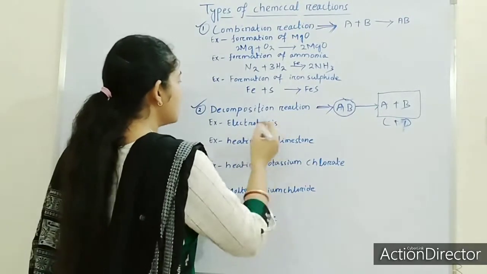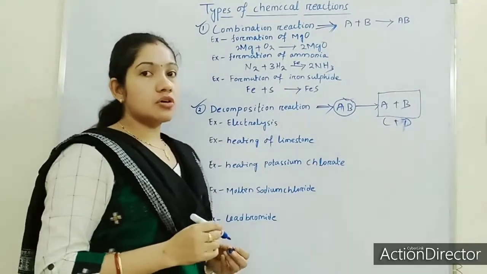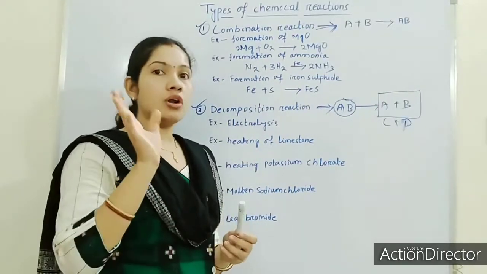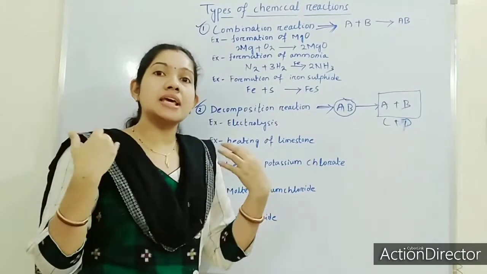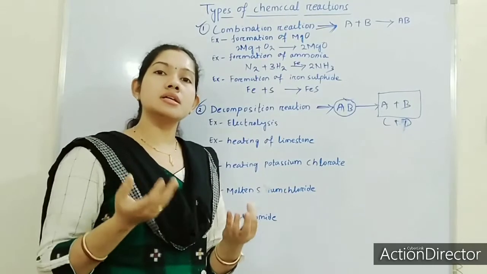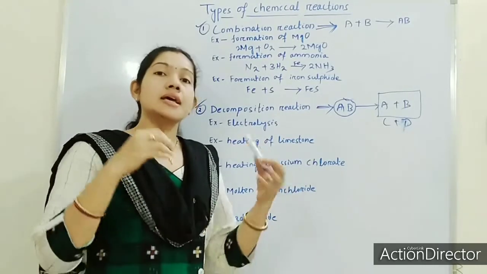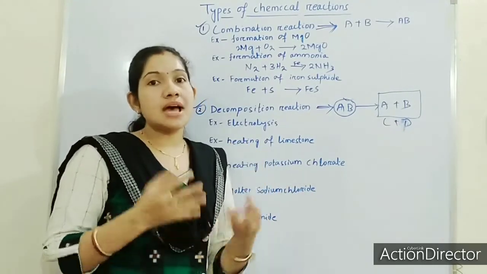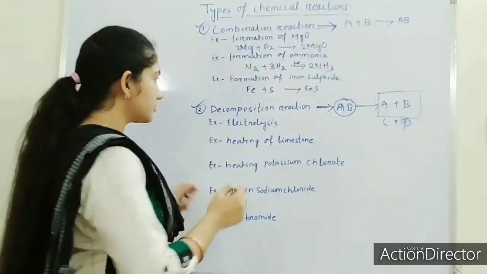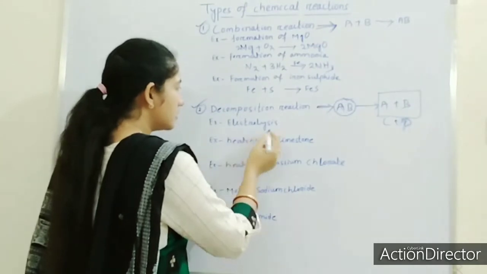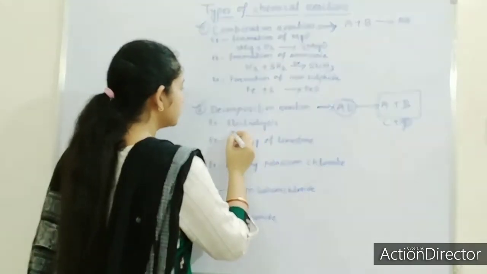So the first example we can talk about is electrolysis. Already we have discussed it in our last class. If you all remember, what is electrolysis? Electrolysis is the breaking down of water. When water is subjected to electricity, then it breaks and forms hydrogen and oxygen. This is known as electrolysis. So here we can write the equation.